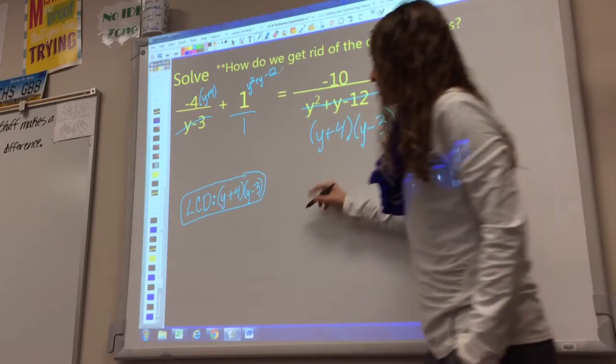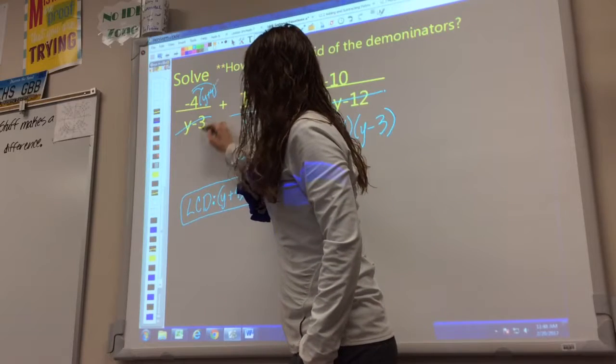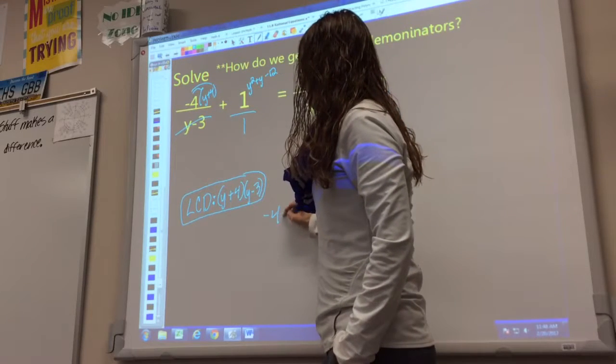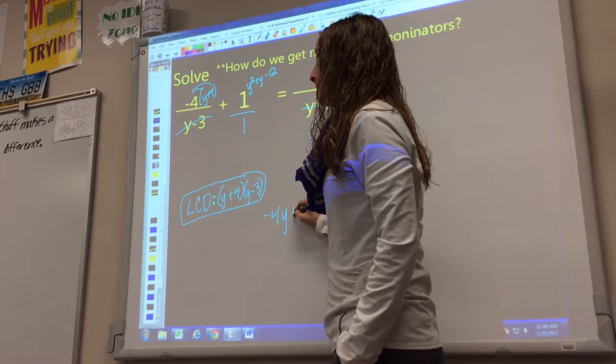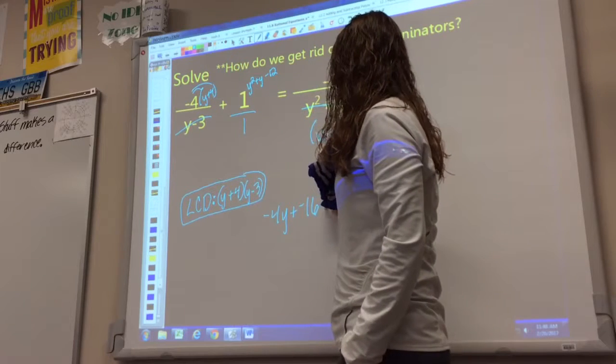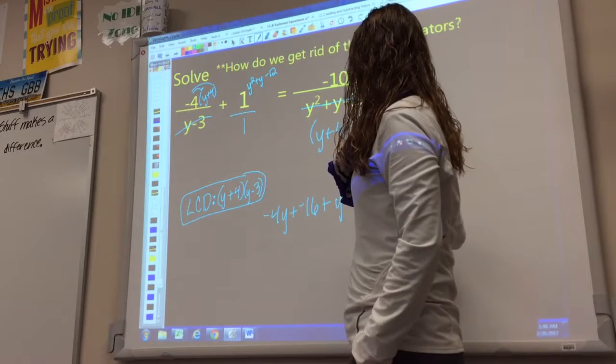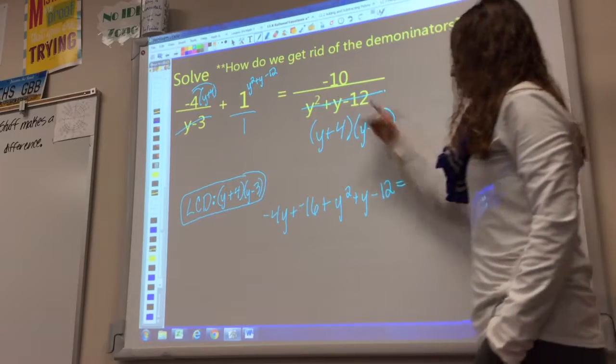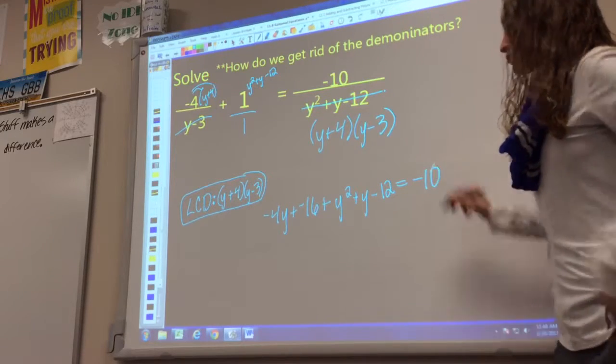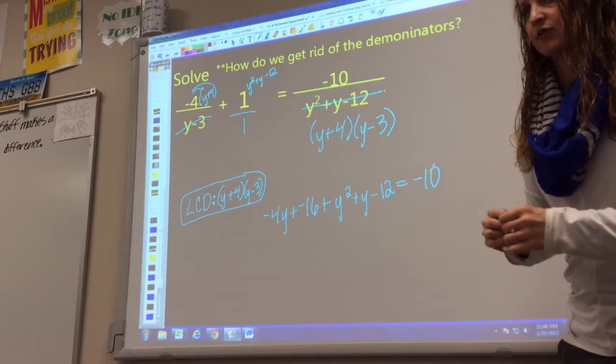Everything. So essentially then when we would distribute, negative 4y, y plus minus 16, plus our y squared plus y minus 12, and what's the only thing we're left with? Negative 10. Next we'd collect like terms, all that good stuff, right?